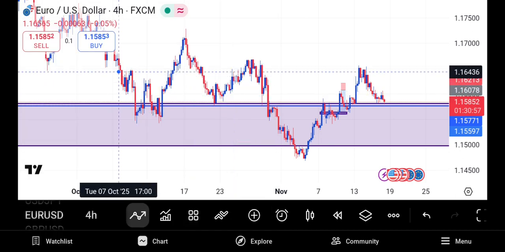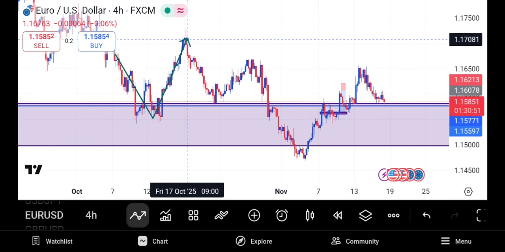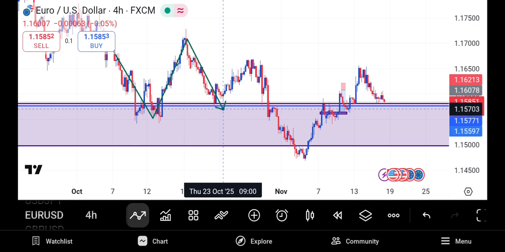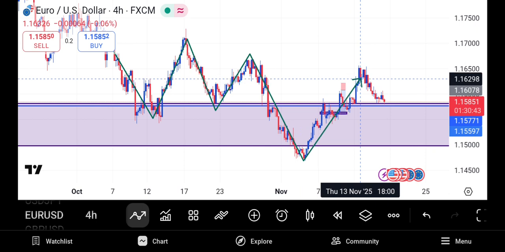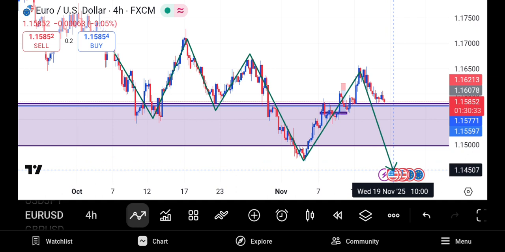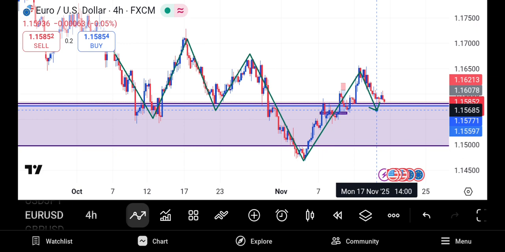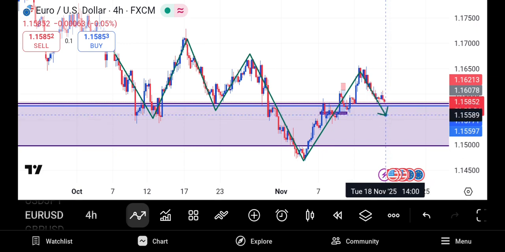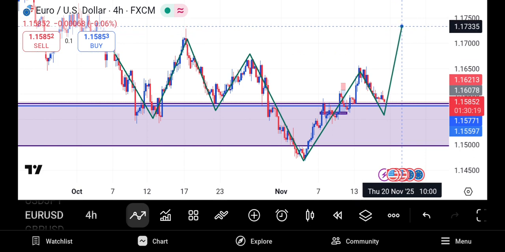Let me show y'all. Y'all can see that we've been creating those lower low, lower high, higher high, lower low, lower high, lower low, and a lower high, and a lower low. And now we just rejected that support right now. And what do you expect? Obviously, you think price might still continue pushing down, but it might fake out first. But I believe price is gonna respect this zone and continue pushing to the upside, right?